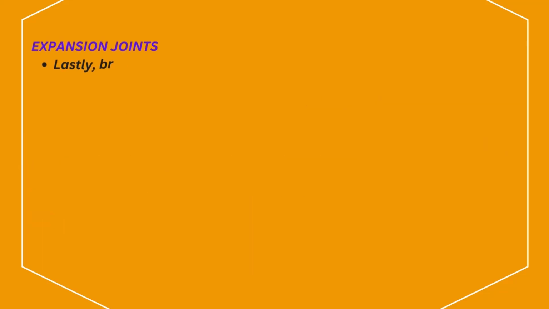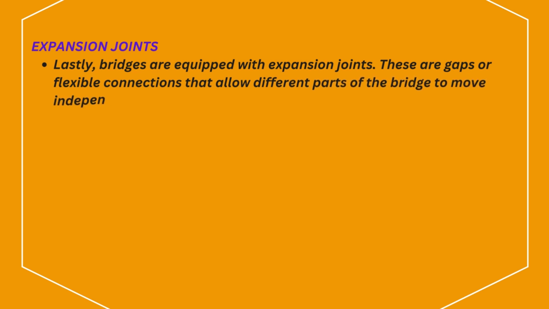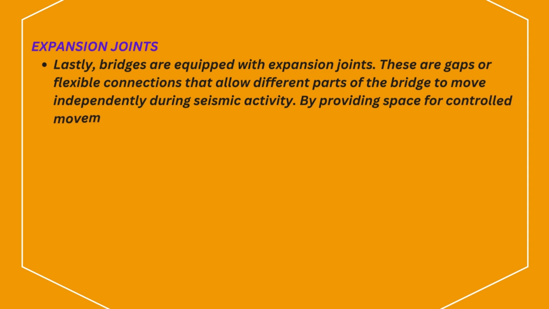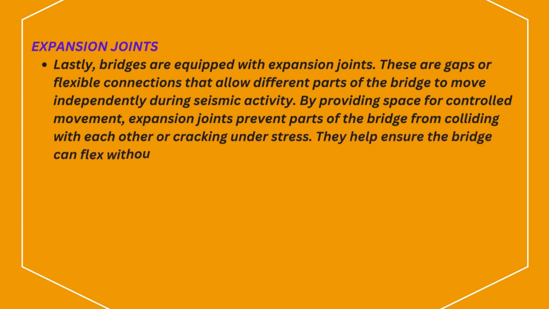Expansion joints. Lastly, bridges are equipped with expansion joints. These are gaps or flexible connections that allow different parts of the bridge to move independently during seismic activity. By providing space for controlled movement, expansion joints prevent parts of the bridge from colliding with each other or cracking under stress. They help ensure the bridge can flex without breaking.